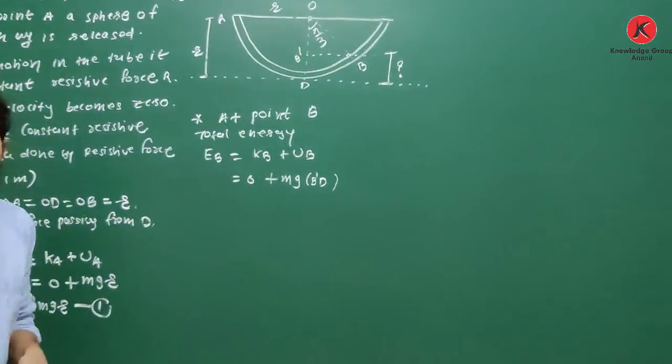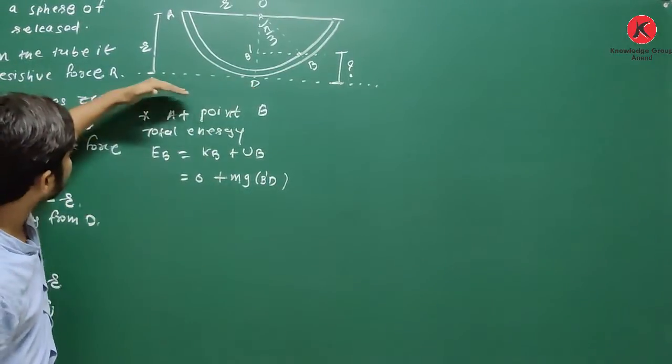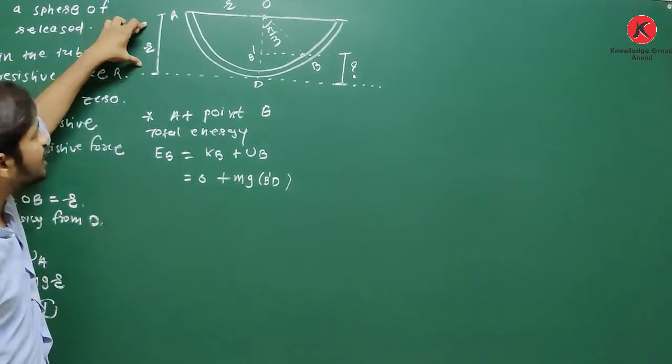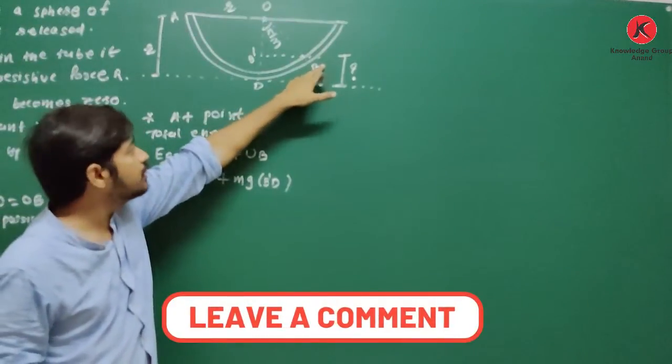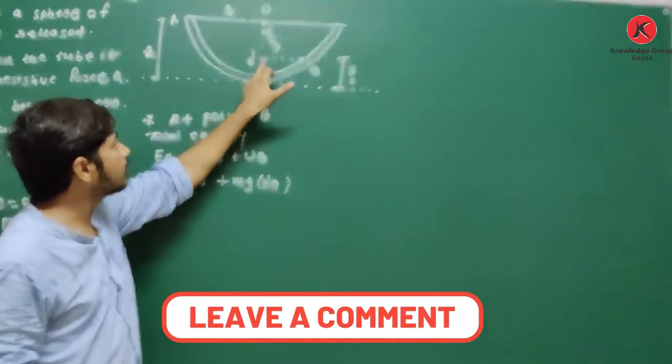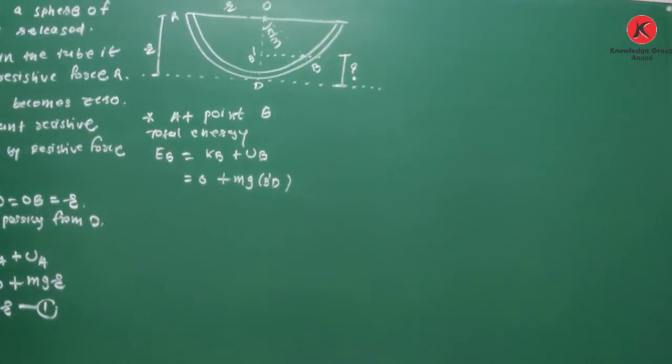Clear about this? For point A it is easy from the figure. From this reference surface, point A is at height R, that is equal to the radius. But for point B, first of all you have to calculate this distance B dash D. How to calculate this distance B dash D?